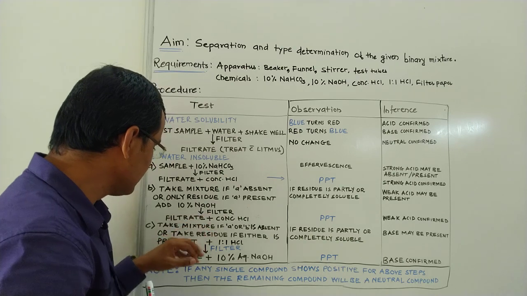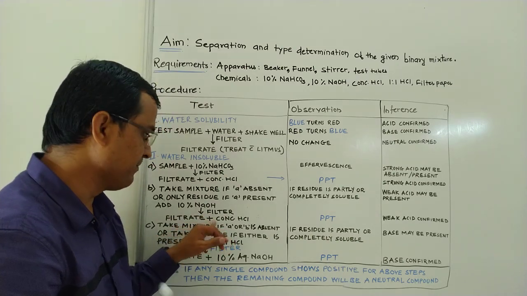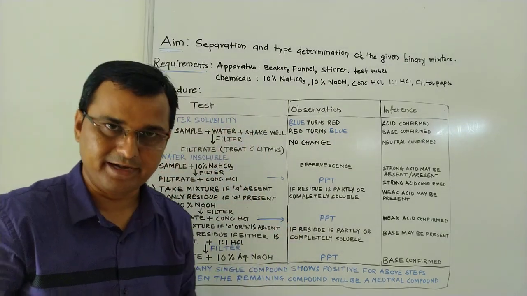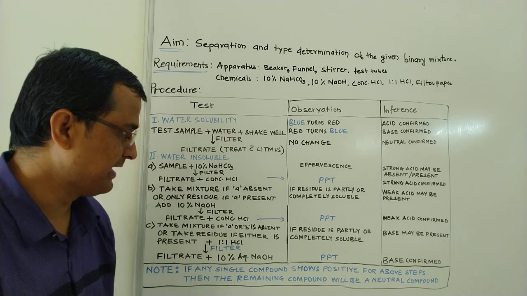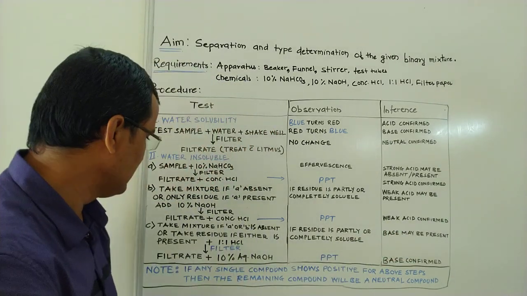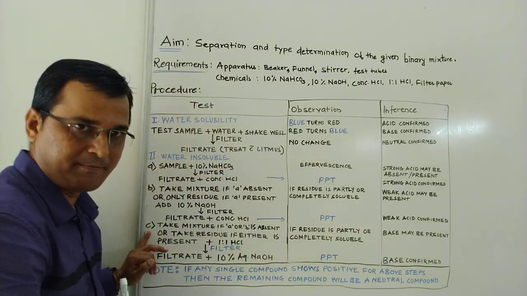After filtration, you will get the filtrate. To the filtrate, add concentrated HCl again, and upon addition of concentrated HCl, if there is a precipitate, then weak acid is confirmed. Okay, so upon weak acid confirmation, let's move on to the next step.